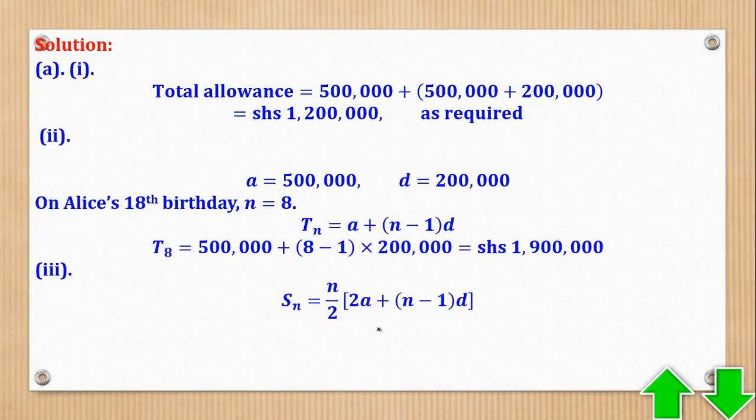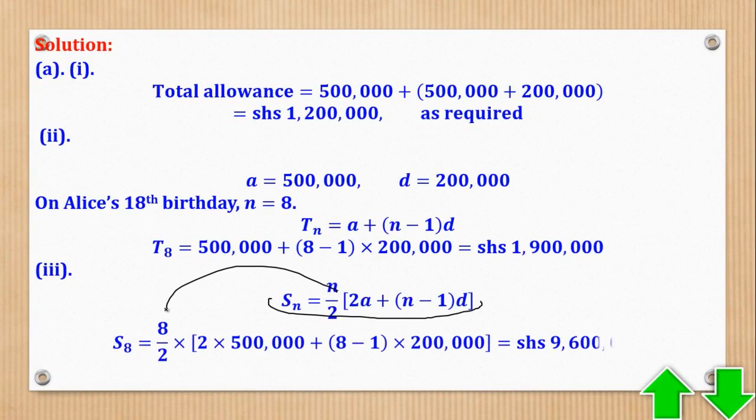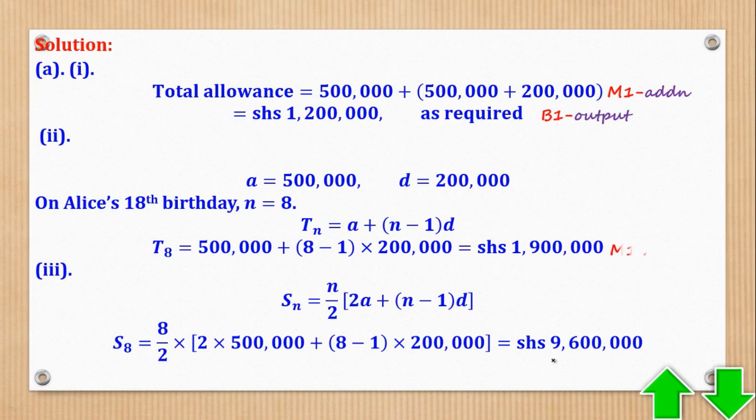So the formula for the sum of the first n terms of an AP is this. Therefore, substitute n equal to 8, A is 500,000, and D is 200,000. So in the end, you come up with 9.6 M. And that will be the total they wanted.